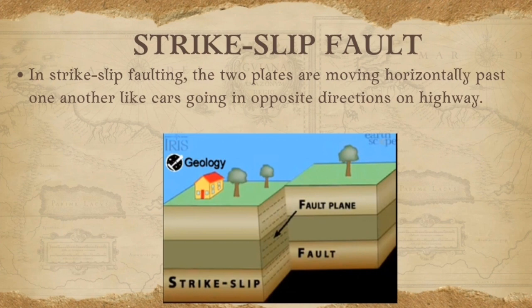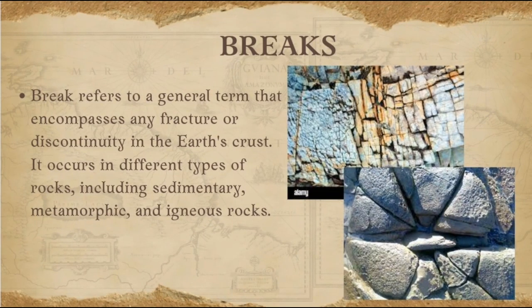The strike slip faults are similarly caused by horizontal compression, but they release their energy by rock displacement in a horizontal direction almost parallel to the compressional force. And that's all for the three basic types of faults. Now we will go to the breaks.